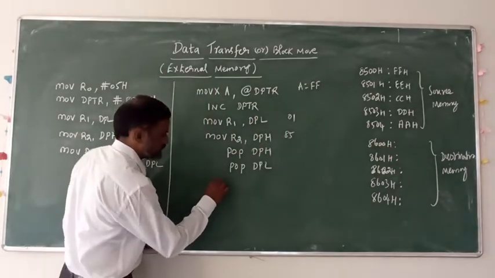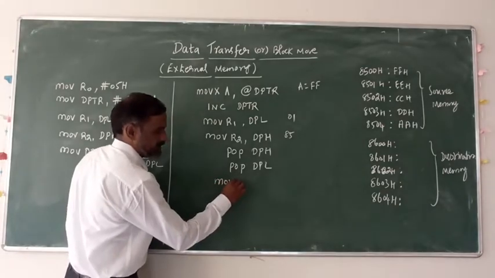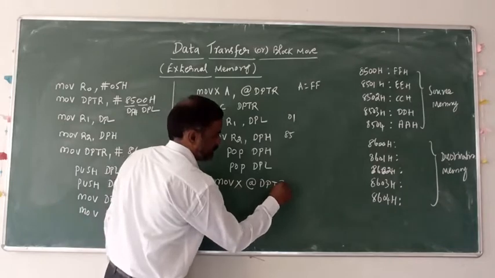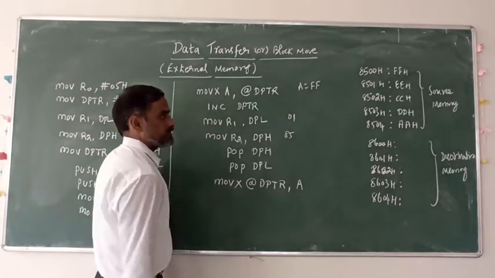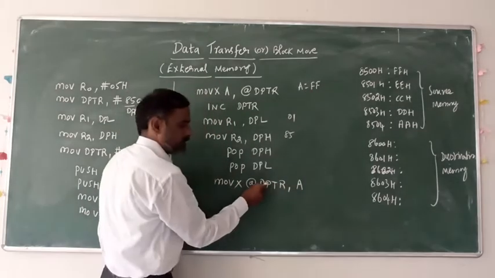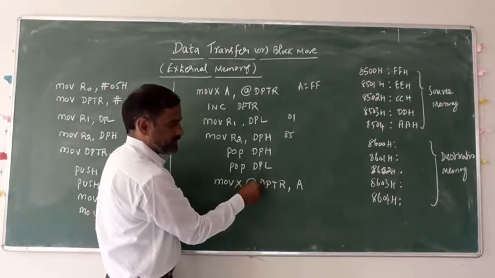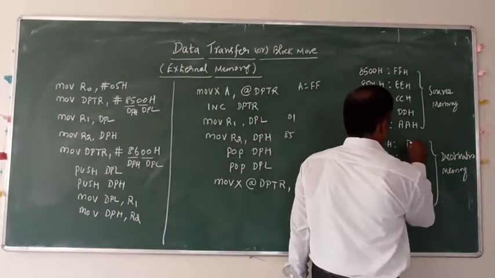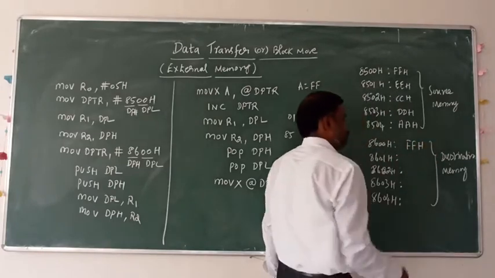For that we can use MOVX @DPTR, A. Now the A data, FF data, is moved to the data pointer address. Now the data pointer address is 8600. Now the first data is moved.